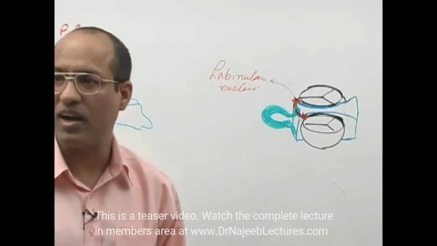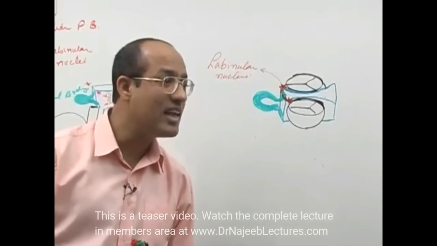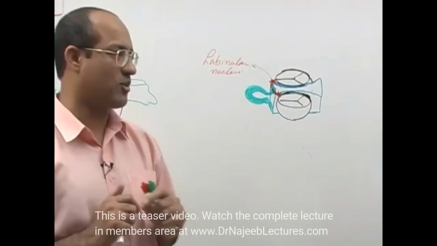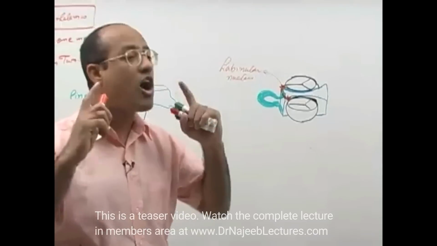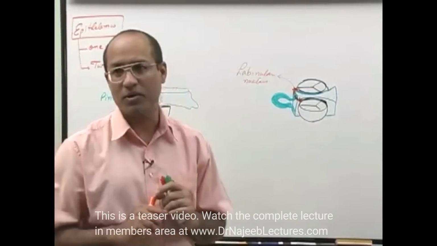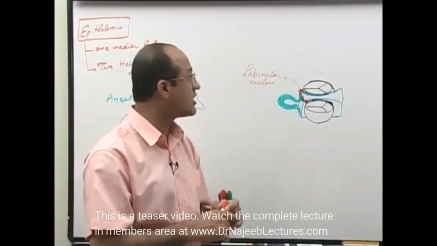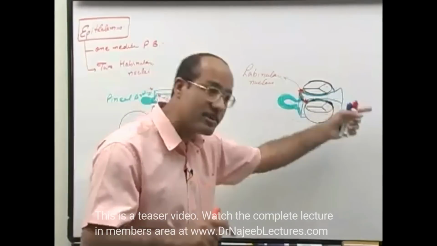What is this crossing called? Commissure. Which commissure? Yes? It is not the posterior commissure. It is not the anterior commissure. It is not the interthalamic commissure. Okay, first I will tell you what the posterior commissure is. It is not the posterior commissure. It is not the anterior commissure.